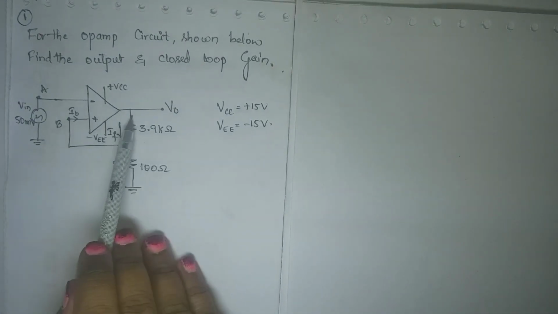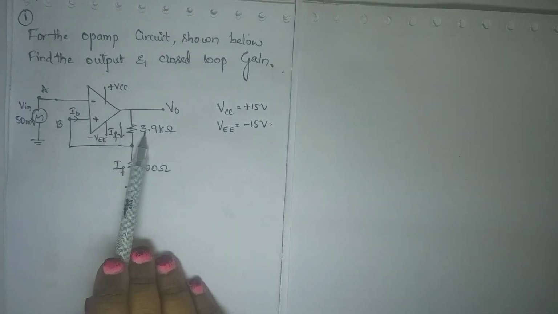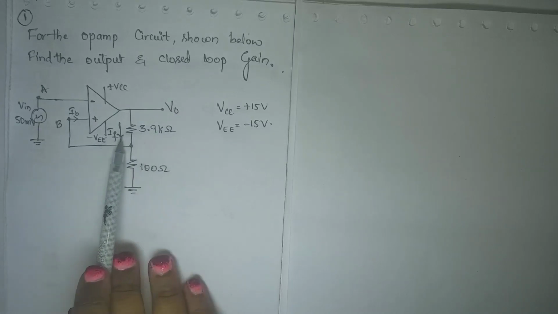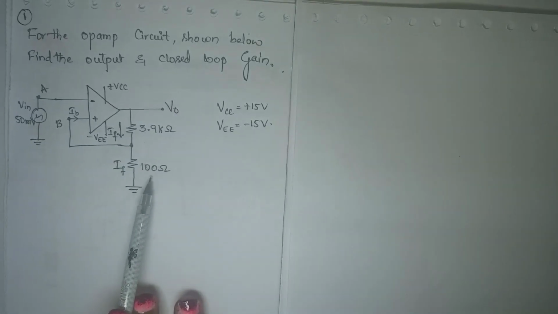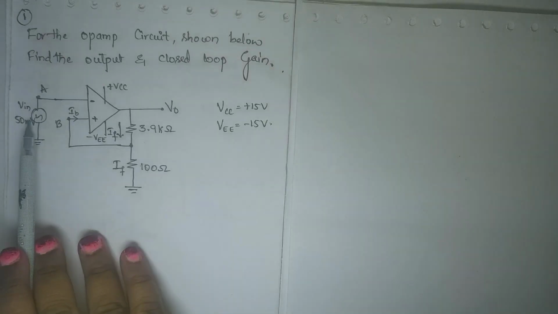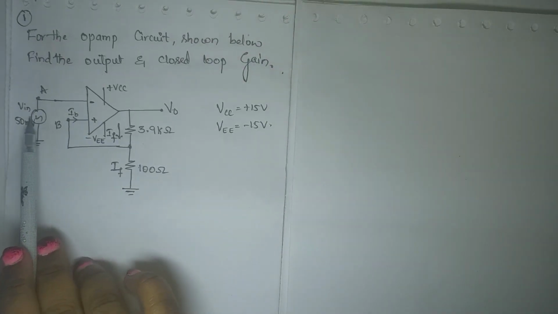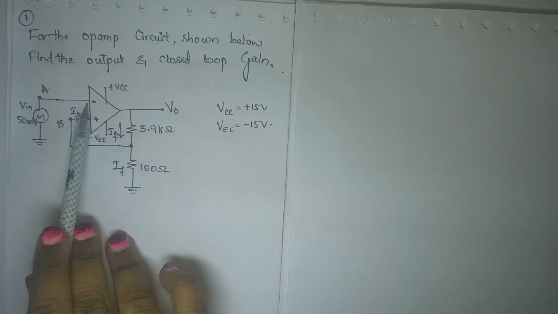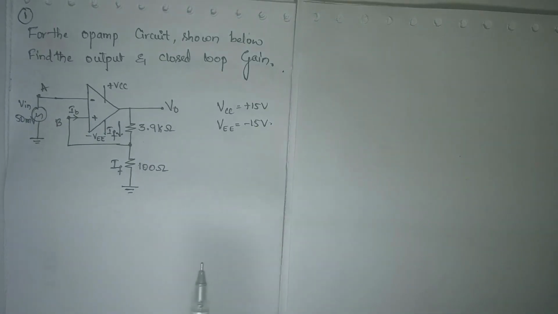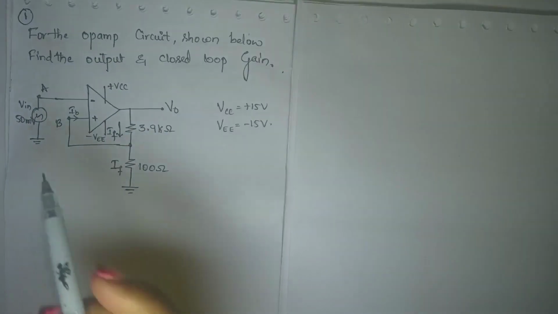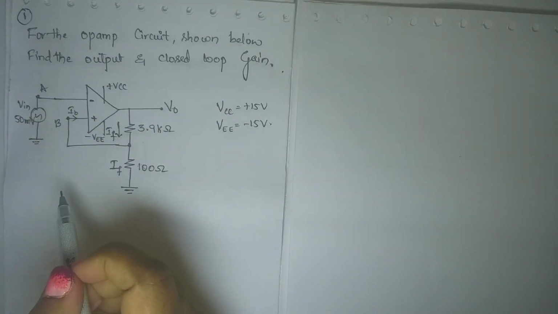You have a circuit with positive feedback. You have two resistors here, 3.9 kilo ohm as the feedback one, and 100 ohm which is connected to ground. 50 millivolts is the voltage source given to the inverting terminal. Now I need to find the output voltage. First let us calculate the output voltage.